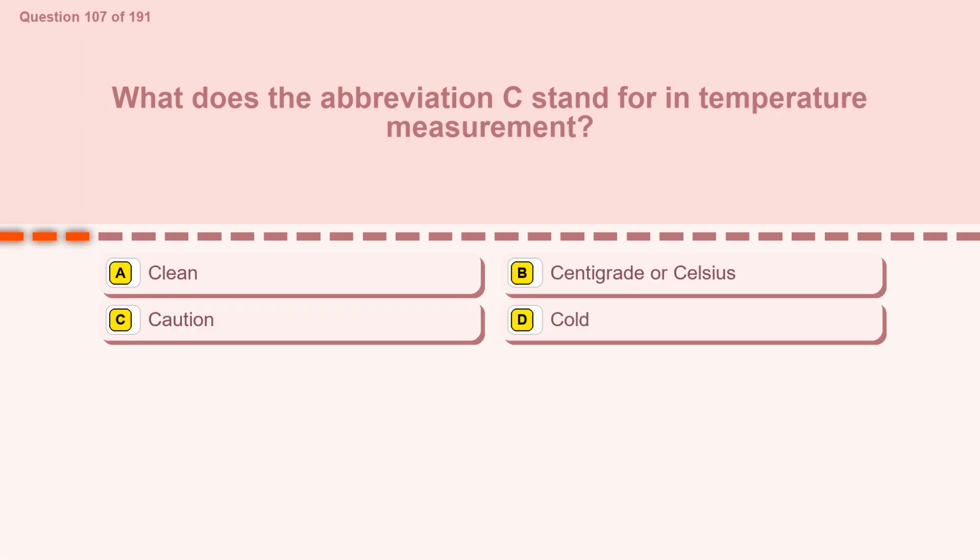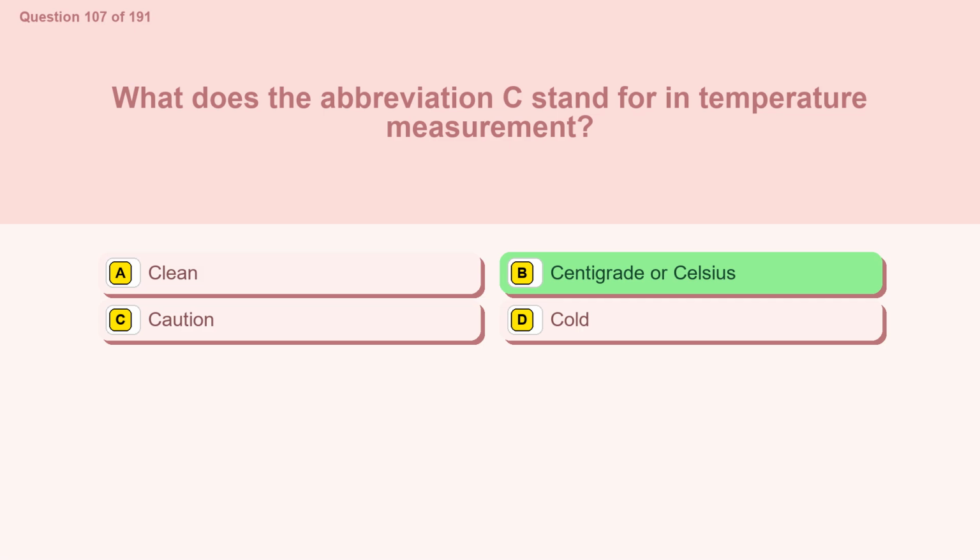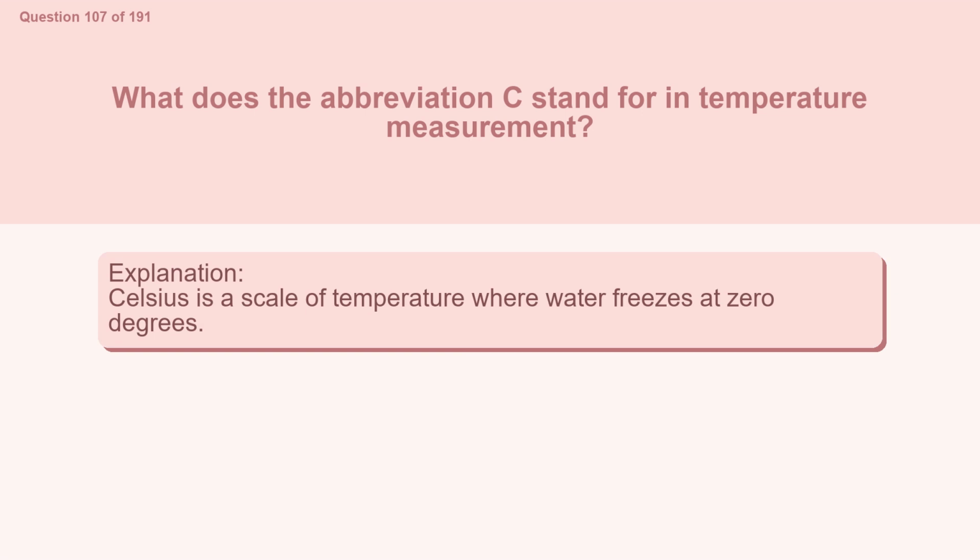Question 107. What does the abbreviation C stand for in temperature measurement? Option A, clean. Option B is centigrade or Celsius. Option C, caution. Option D, cold. The correct answer is option B, centigrade or Celsius. Celsius is a scale of temperature where water freezes at 0 degrees.